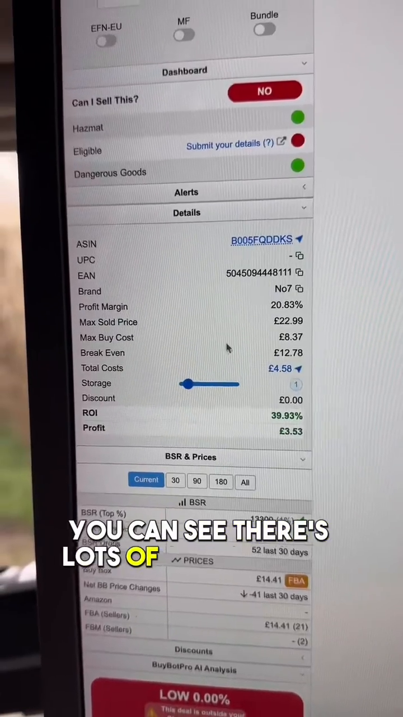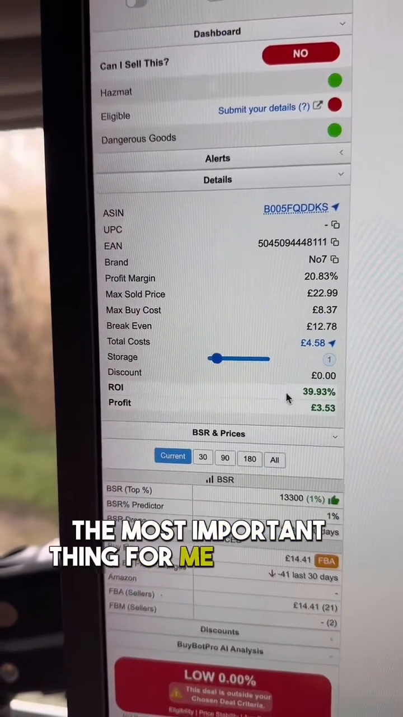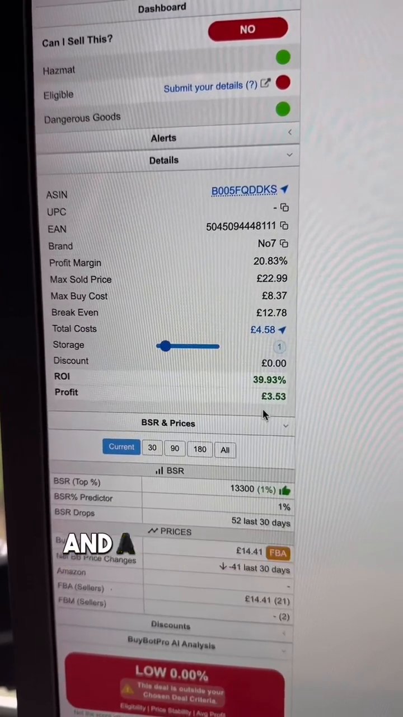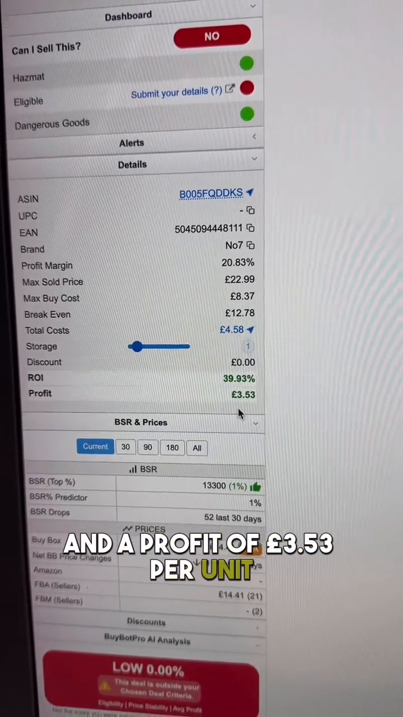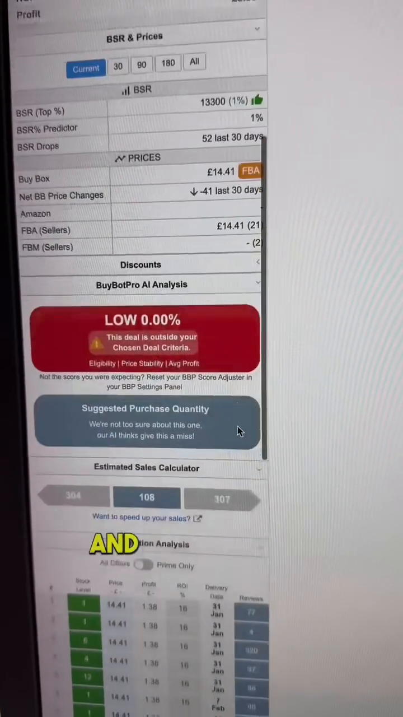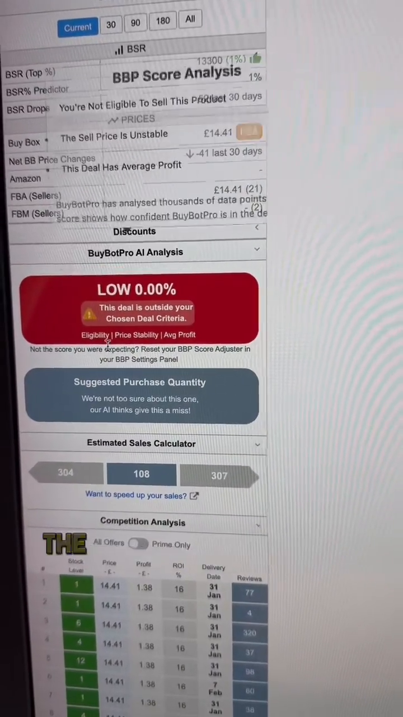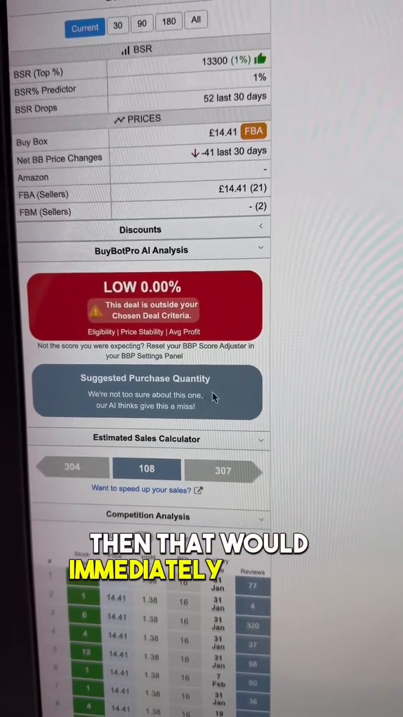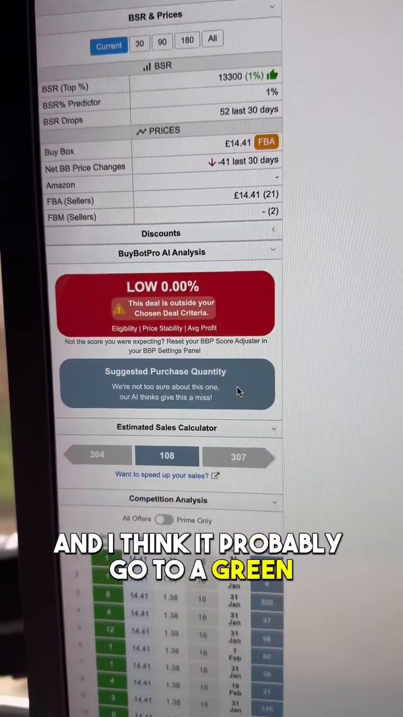You can see here there's lots of details in the detail panel. The most important thing for me is always going to be the ROI, 39.93%. That's pretty healthy, and a profit of £3.53 per unit. We can keep scrolling down, and what I like is ignoring this low, because obviously the reason that it's low is because I'm not eligible. If I was eligible, then that would immediately improve, and I think it would probably go to a green.